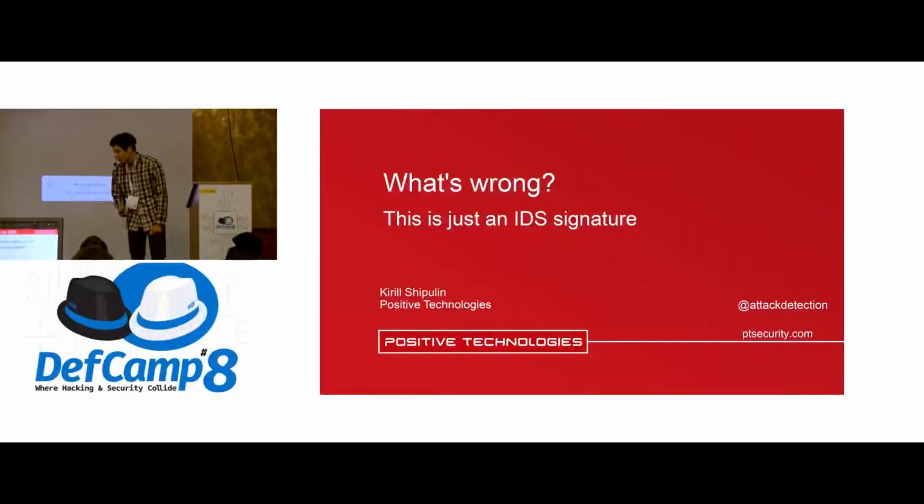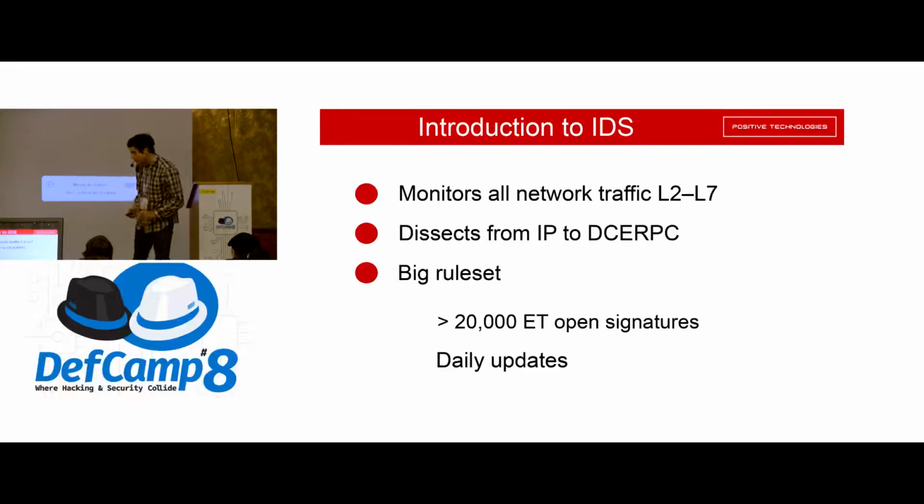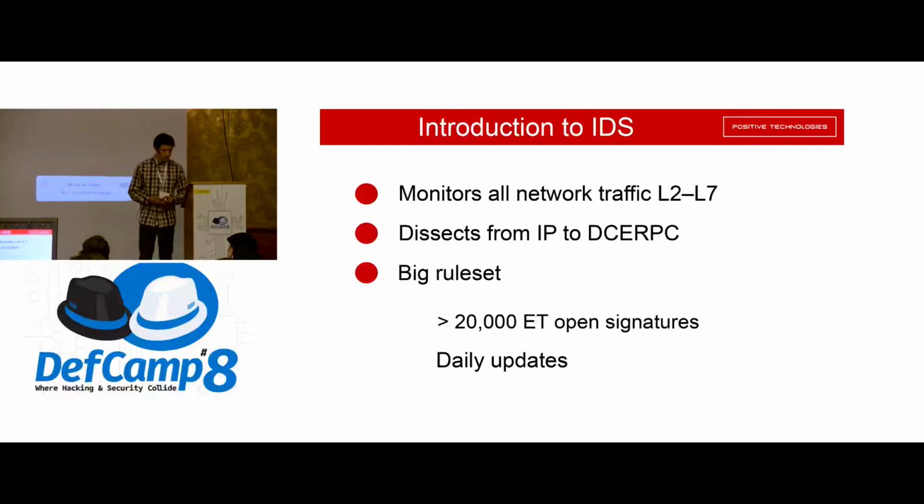It sees and monitors all the network traffic you have in your network, from IP level to DCE RPC calls. There are two most popular free IDS systems, Snort and Suricata, and there are free and paid rule sets for both of them, big rule sets.